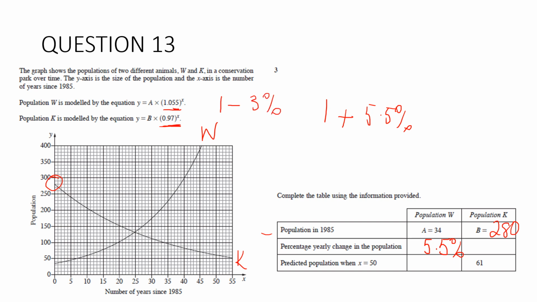So minus 3%. And then finally, the predicted population when x is equal to 50, we've got population K because we can see that on the graph, but W is off the graph, so we need to use our formula. So y is equal to 34 times 1.055 to the power of 50. Putting that in the calculator, we get 34 times 1.055 to the power of 50 is 494.